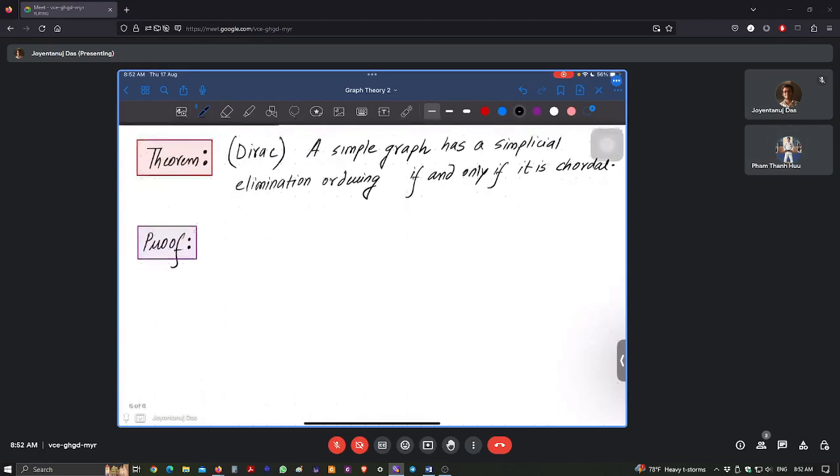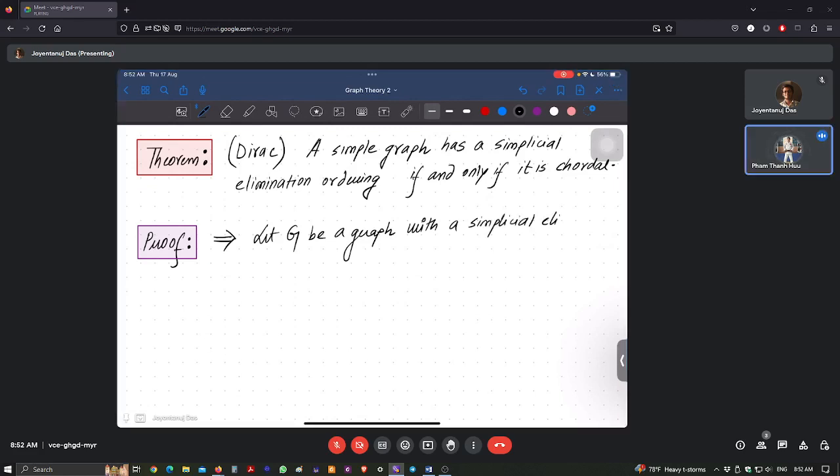So let us see the proof. So two directions, that is if and only if. So first we'll assume that the graph has a simplicial elimination ordering and show that it is chordal. So this direction. So let G be a graph with a simplicial elimination ordering. Now you have to show that it is chordal.